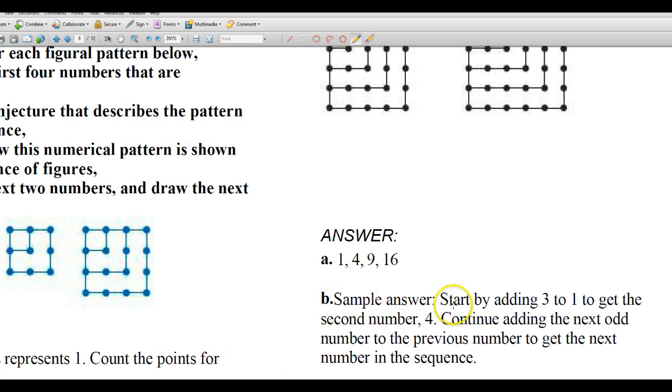So our answer here is that we can start by adding 3 to 1 to get the second number, 4, continue adding the next odd number to the previous number to get the next number in the sequence. So we're adding 3 to get 4, the next odd number would be adding 5 to get 9, the next odd number would be adding 7 to get 16, and so on.